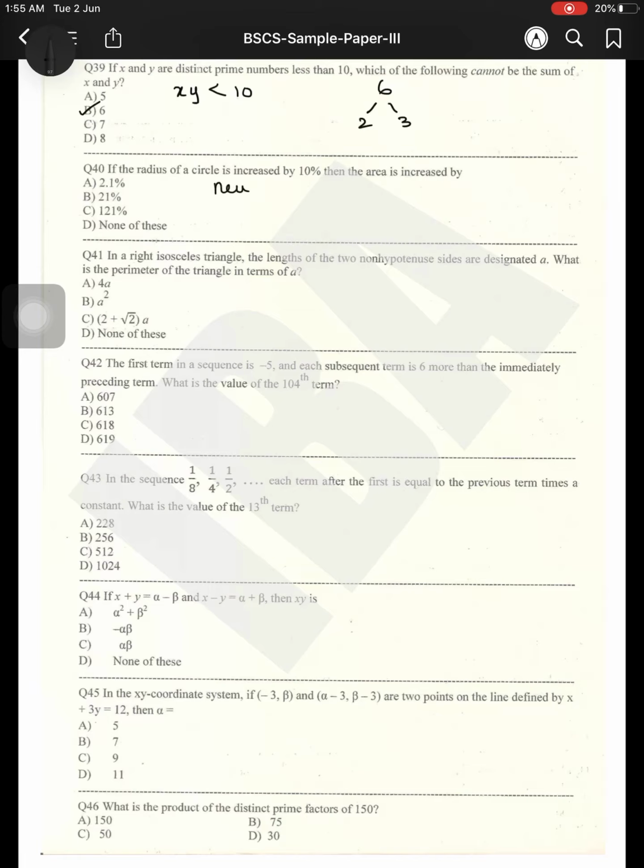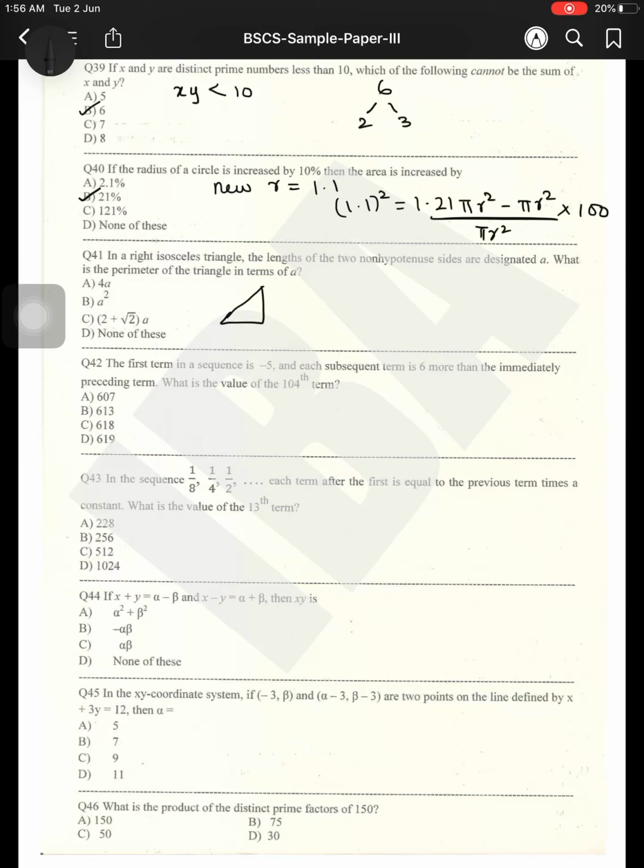In this next question, he says that if the radius of a circle is increased so the new radius is 1.1 times, then the area is increased by 1.1 square, which is 1.21. So (pi r square, new minus old) upon old, multiplied by 100, so we'll get 21%, which is B.